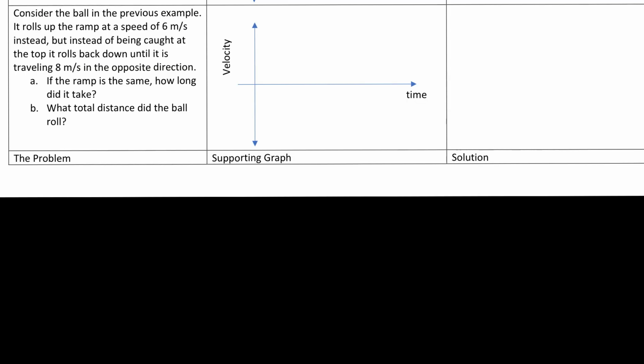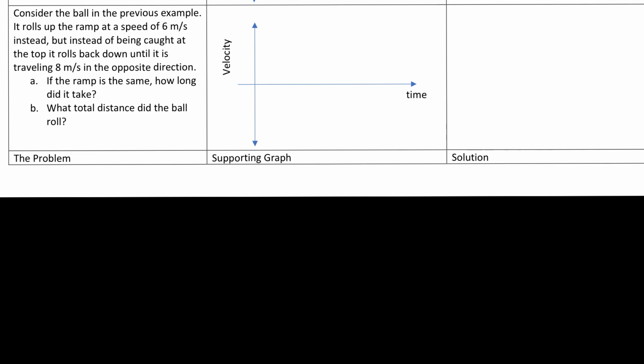All right, just a thought. Consider the ball in the previous example. It rolls up the ramp at a speed of 6 meters per second. But instead of being caught at the top, it rolls back down until it's traveling 8 meters per second in the opposite direction. I looked around and saw some people's graphs about this, and I saw some mistakes out there. So let's handle what could be some mistakes.